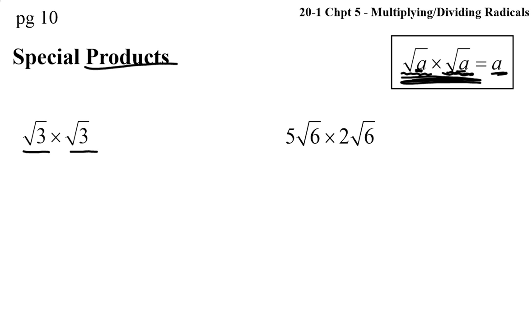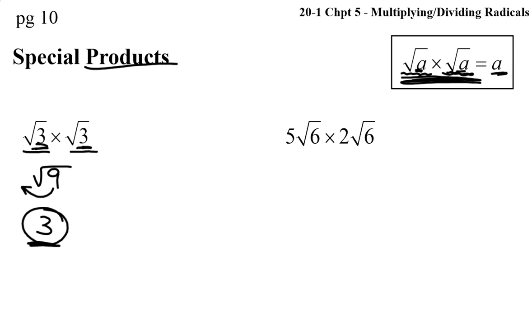Root 3 times root 3, multiply your radicands. 3 times 3 is 9, but 9 is a perfect square. We can root it out. Root of 9 is just 3. Your product is the radicand. Learn to recognize it because it will save on time.